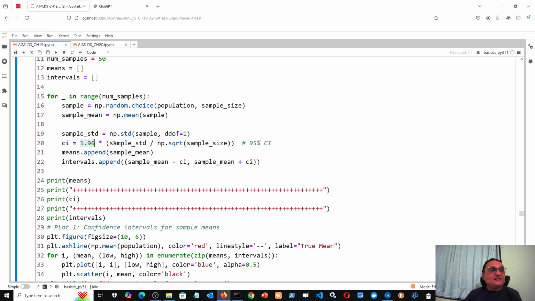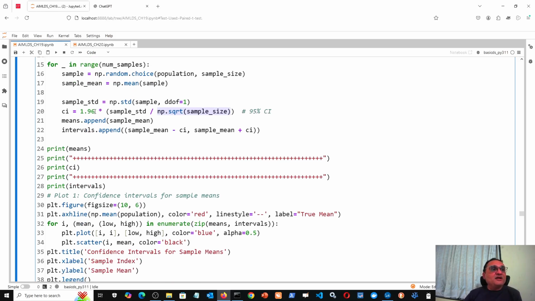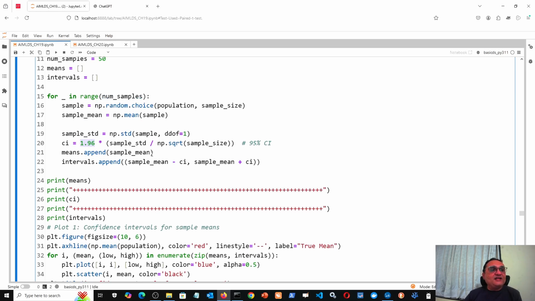So this is that Z multiplied by the standard deviation of the sample, sigma, which we have separately calculated by np.std. And since it is for a sample, I am writing 1 divided by the square root of the sample size, root n, multiplied by the Z score. That gives me the confidence interval, and then each mean is given an interval: the value of that sample mean minus this much, or the value of that sample mean plus this much.